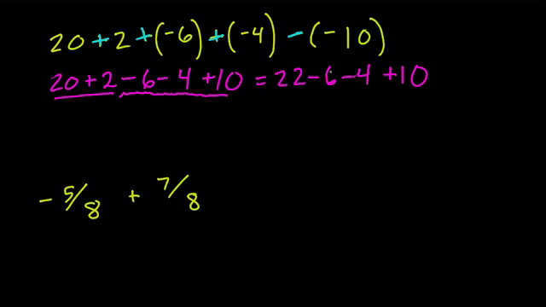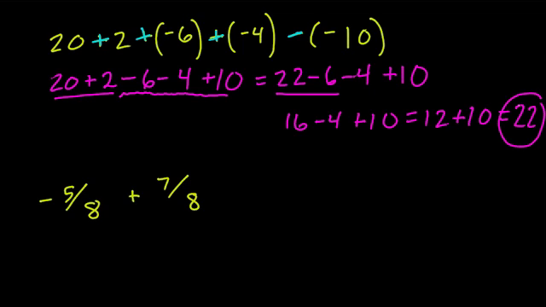And with subtraction and addition now, I just go from left to right. So what's 22 minus 6? Well, that's just 16, right? Minus 4 plus 10. What does that equal? Well, 16 minus 4 is 12, so we have 12 now plus 10. What's that equal? Well, that's just 22, which is my answer in this question.